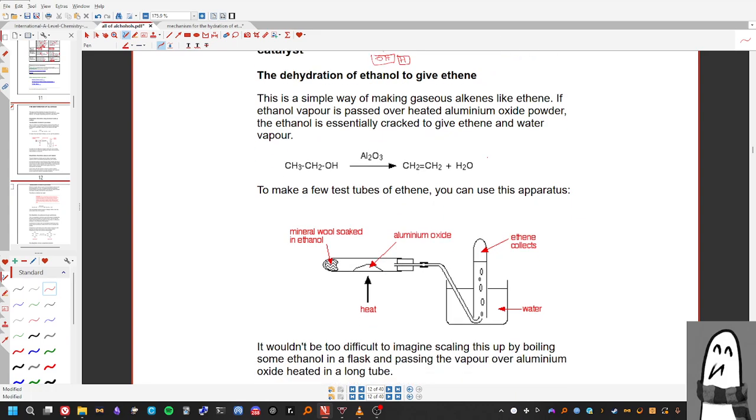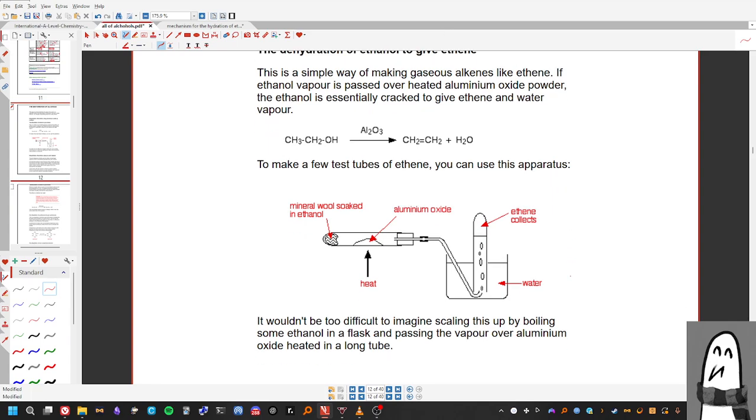Okay, so ethanol gives ethene, which makes sense because when you go from ethene, you add an H and an OH, one H to break the double bond and the OH to fill in the positive charge. In the same way, to get ethene you have to remove an H2O. So this is a simple way of making gaseous alkenes like ethene. If ethanol vapor is passed over heated aluminium oxide powder, the ethanol is essentially cracked to give ethene and water vapor. So we learned about cracking, but we never learned about the specifics, so here we go.